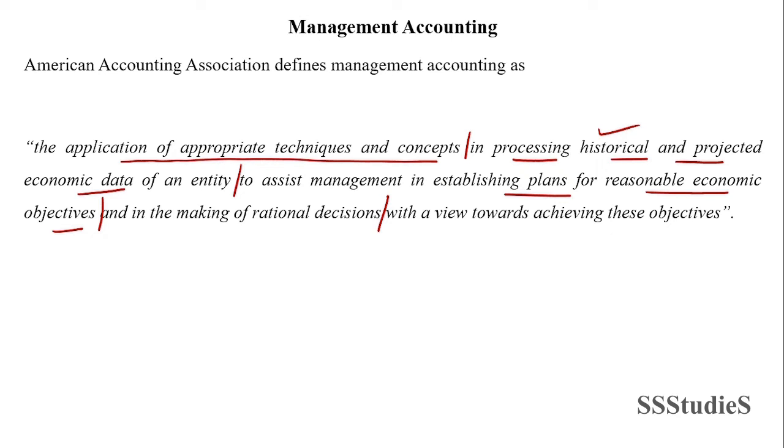So whatever objectives the business has, in order to achieve those objectives, this historical and projected data will be processed and made available to the management. So this data is not just for strategic planning, but also to take reasonable or rational decisions with a view towards achieving the economic objectives that are set for the organization. From this definition, one thing is very clear: management accounting is exclusively for internal use only. It is used by the top level management so that they can take timely and strategic decisions.